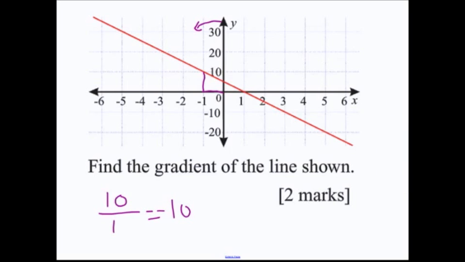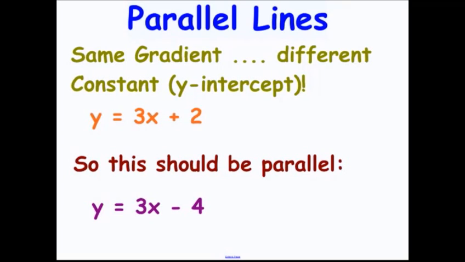Hopefully now it's quite straightforward for you. Okay, let's have a look at parallel lines now. Parallel lines. Basically, a parallel line is a line with the same gradient but a different constant, a different y-intercept.